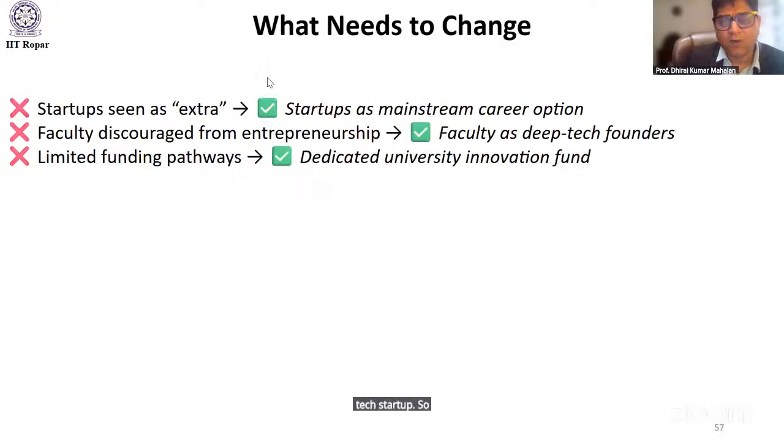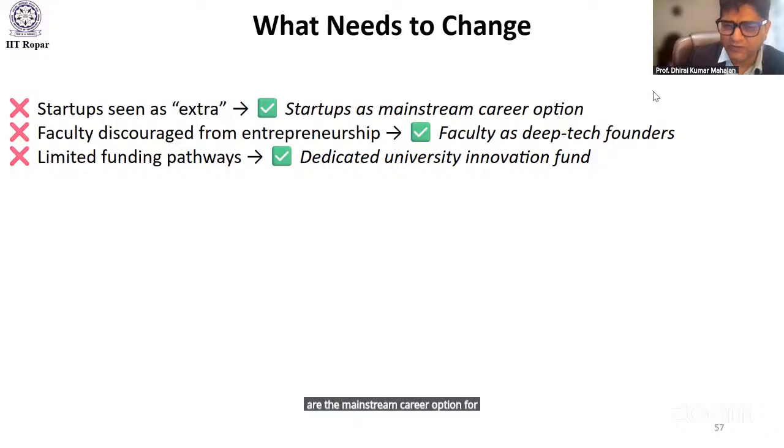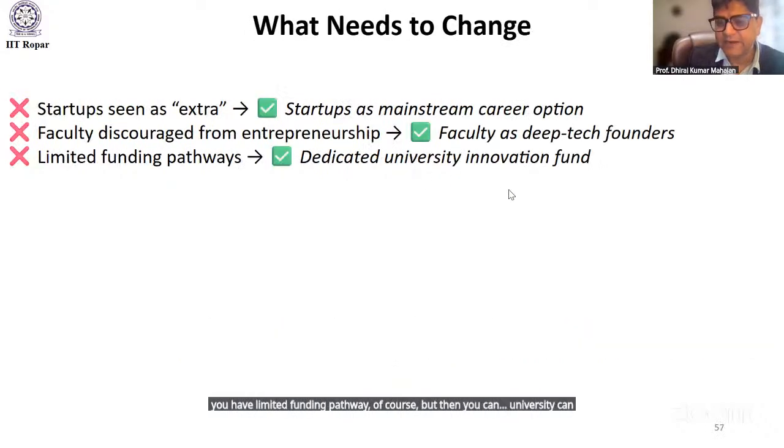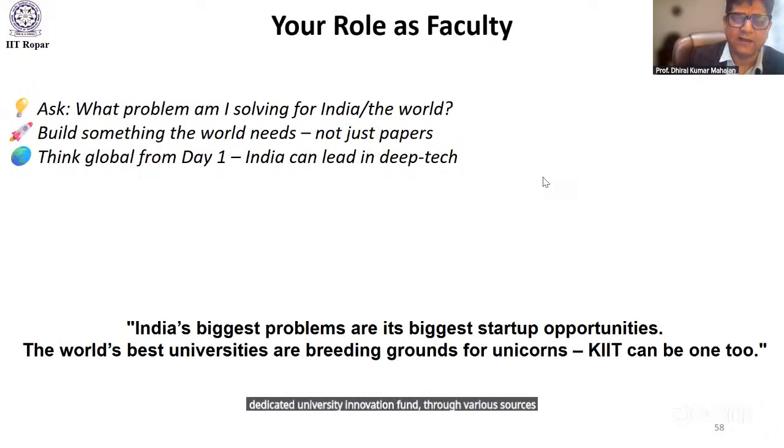So, what needs to be changed? Startups should not be seen as extra. Startups are a mainstream career option for faculty members, and for the university even. Faculty being discouraged from entrepreneurship is not a good thing. Faculty should always be deep tech founders. You have a limited funding pathway, of course, but the university can have a dedicated university innovation fund through various sources they can gather, like CSR and all those things.